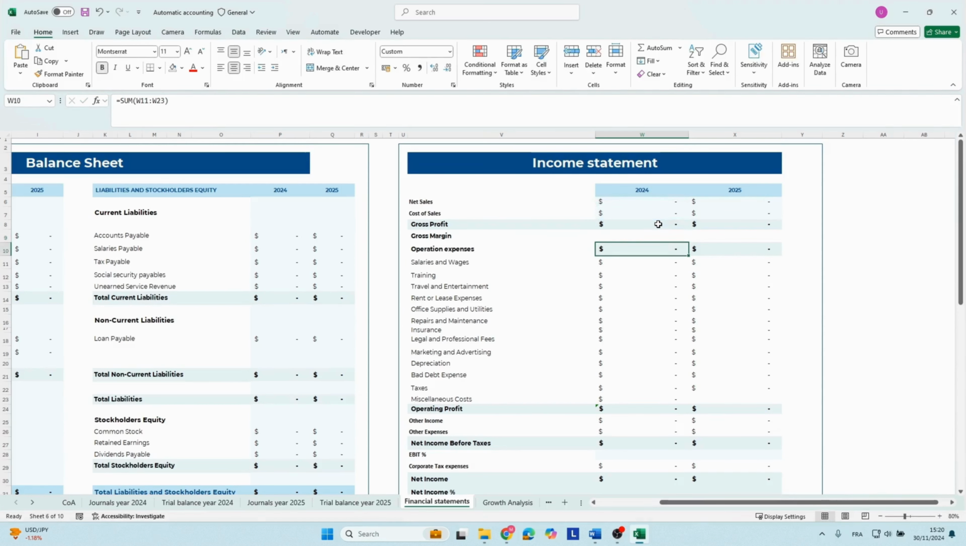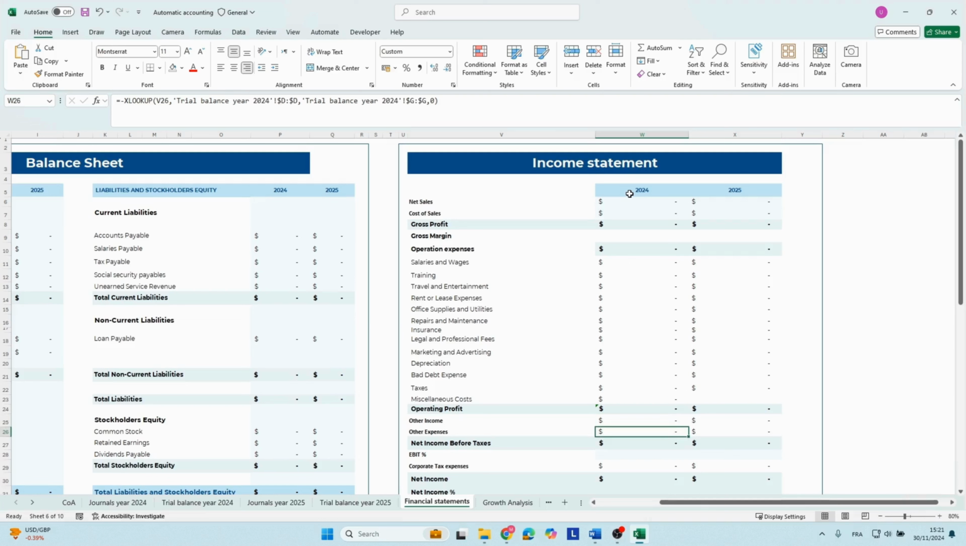Now we have total operation expenses. These are the indirect costs, including salaries, training, and different types of accounts that are part of the operation expenses. Here we use the XLOOKUP to get the value from the trial balance. Now we have the operating income, which is gross profit minus the operation expenses. Here you see it's a plus, not minus, because we put the operation expenses in negative since it's a cost. Now we have other income.